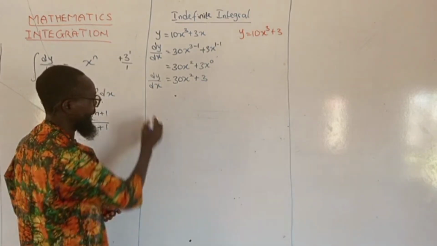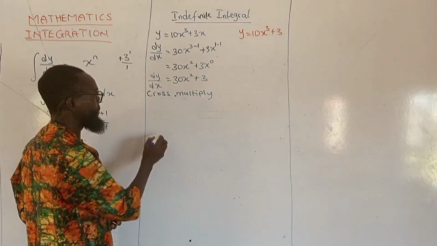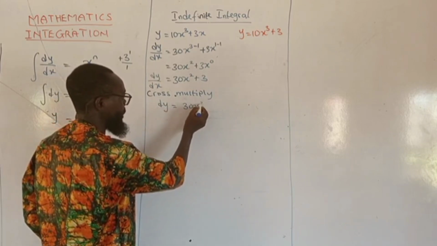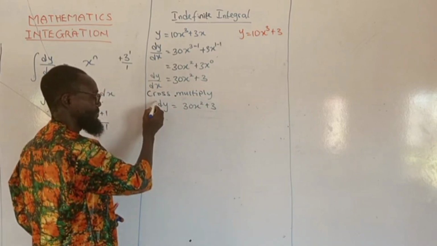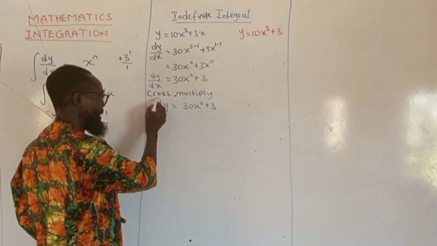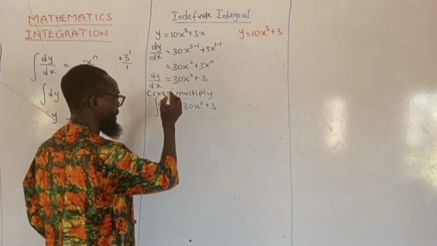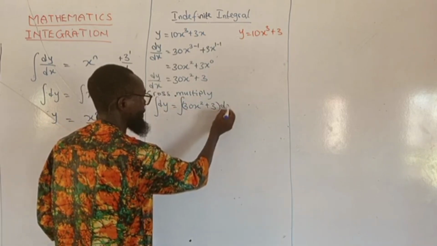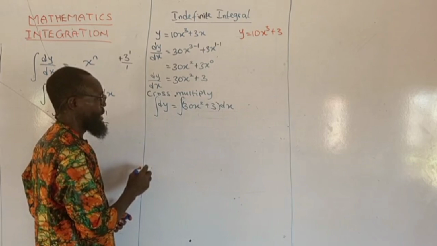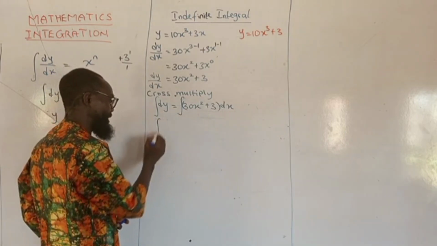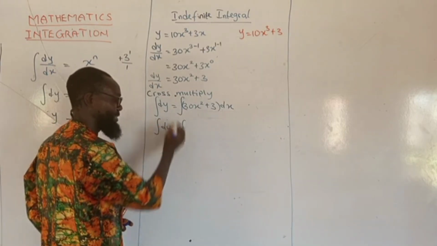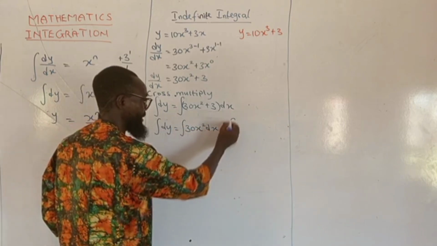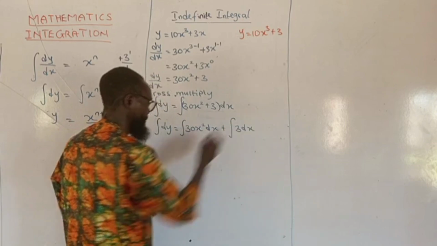Then cross multiply. When I cross multiply, I have dy is equal to 30x squared plus 3. Don't forget we are integrating. Put the sign of integration. Then the dx will come here. Now we can expand this: integral dy equals integral 30x squared dx plus integral 3 dx.